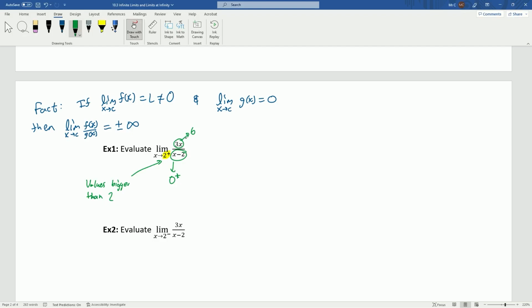So now I look: my numerator is approaching 6, and my denominator is approaching 0 from positive values. Positive divided by a positive is a positive. So this is positive infinity.